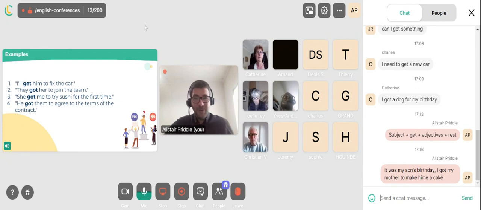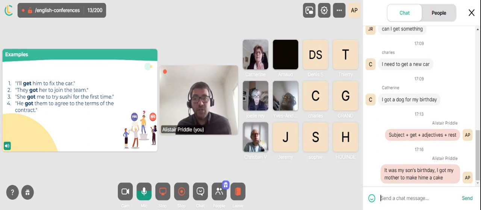Let's have a look at a few examples. Number 1, I'll get him to fix the car. Number 2, they got her to join the team.